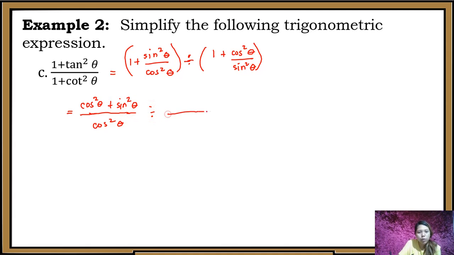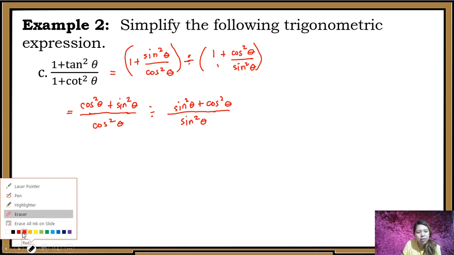Divided by, we also get the LCD of our second group, which is sine squared theta. So sine squared theta divided by 1, this is over 1 and over 1. So that's sine squared theta plus cosine squared theta. Okay, wait, let me write it.